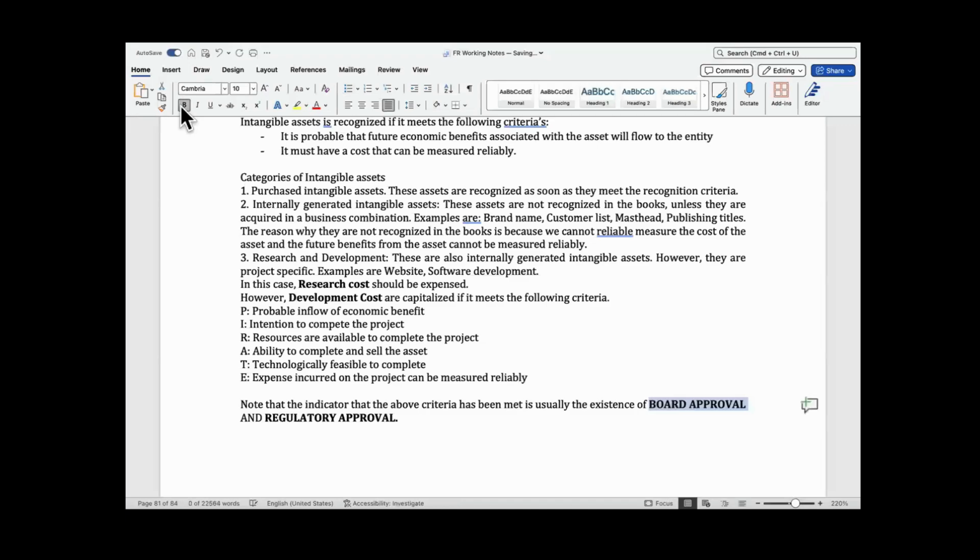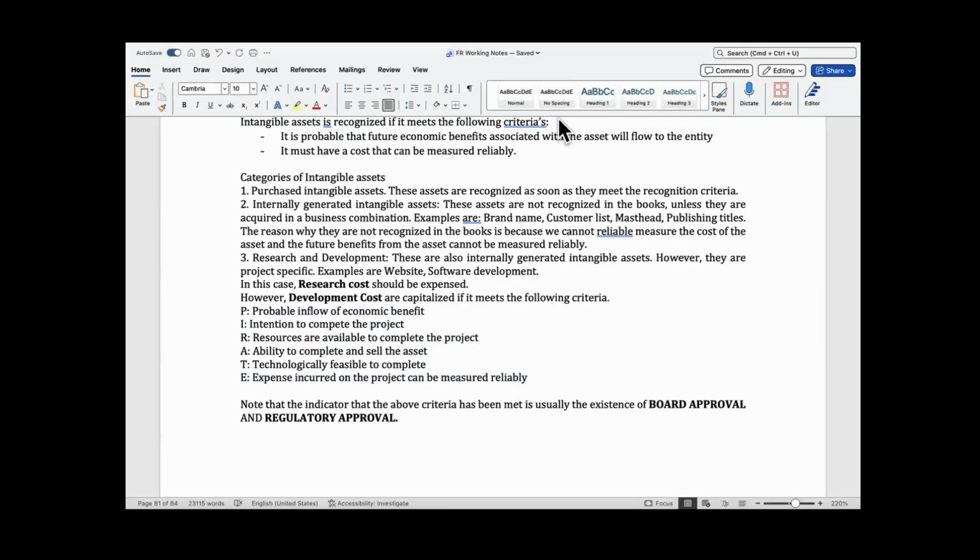We look out for board approval. We look out for regulatory approval. So at the point where the board has approved that this thing is now viable, or the regulator has approved the project or the assets, then it's from that date that we can say, okay, this asset is now feasible. Then we can start recognizing it as an asset. So that's what you should look out for in case they give you a scenario question where you need to determine whether the asset has been developed, whether the asset should be capitalized or not.